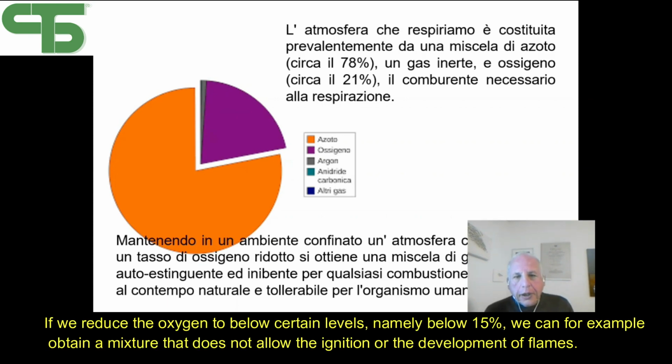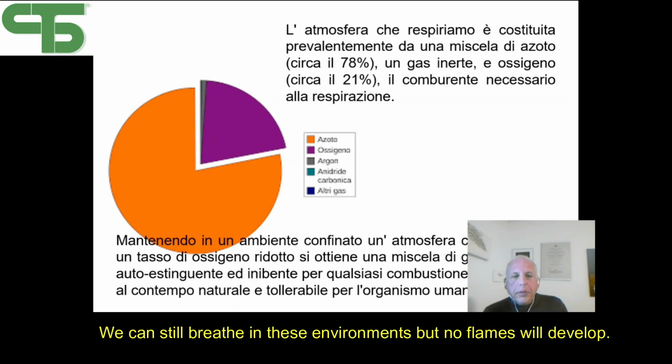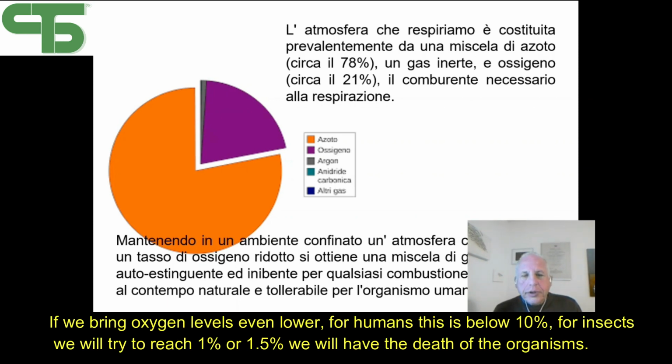If we reduce the oxygen to below certain levels, namely below 15%, we can, for example, obtain a mixture that does not allow the ignition or the development of flames. We can still breathe in this environment, but no flames will develop. If we bring oxygen levels even lower, for humans this is below 10%, and for insects we'll try to reach 1% or 1.5%, we will have the death of the organism.